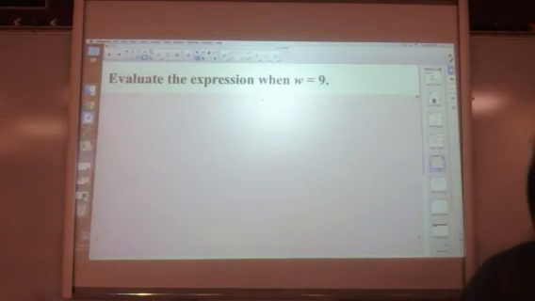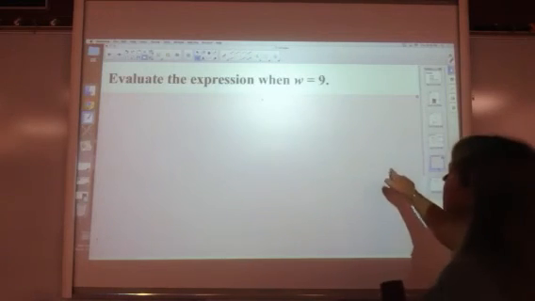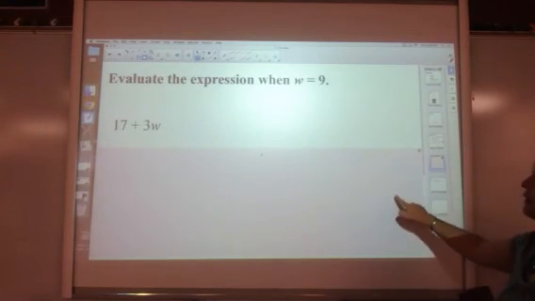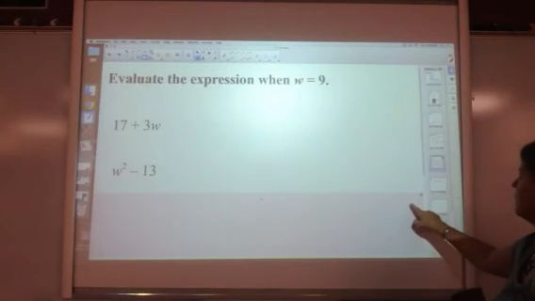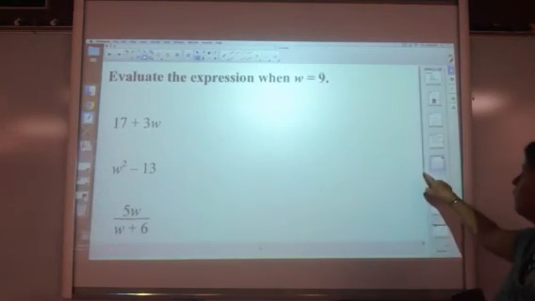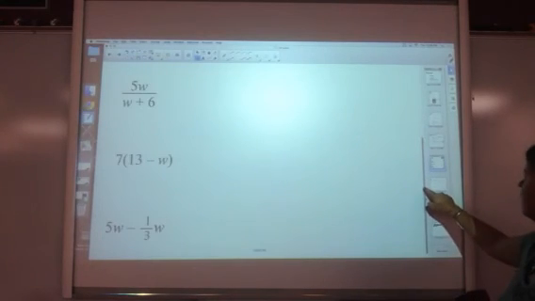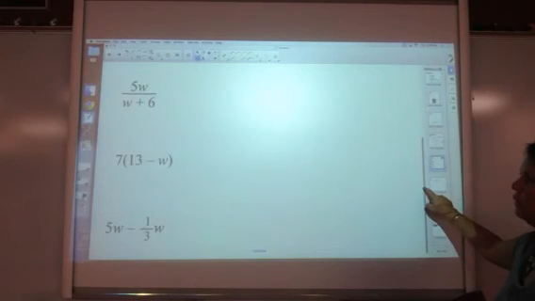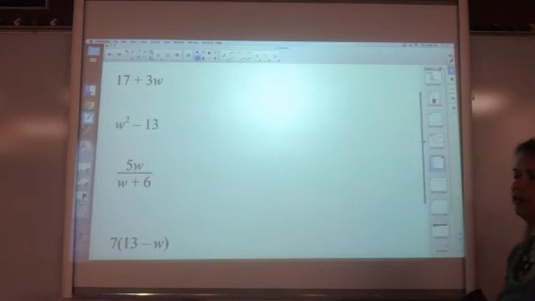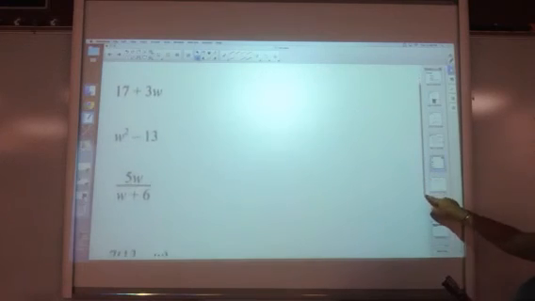All right, let's finish this up. Last few problems. Evaluate the expression when W equals 9. 17 plus 3W is your first one. W squared minus 13 is your second one. You can write these down and go back and evaluate them. 5W over W plus 6 is your third one. And then let's throw in a parentheses and a fraction. 7 parentheses 13 minus W and 5W minus 1/3 W. Get them all written down. Go ahead and pause it, solve it, and then check and see if you got the right answers. Remember that W equals 9.